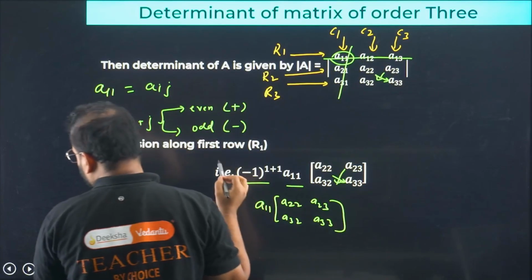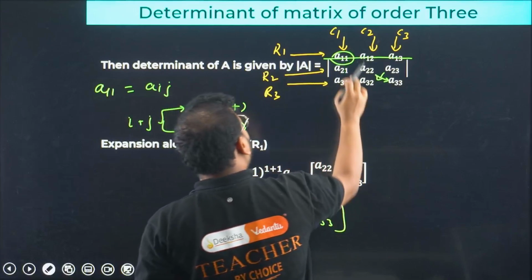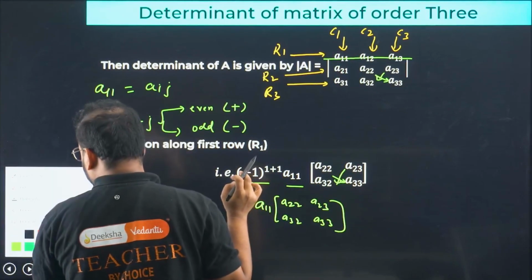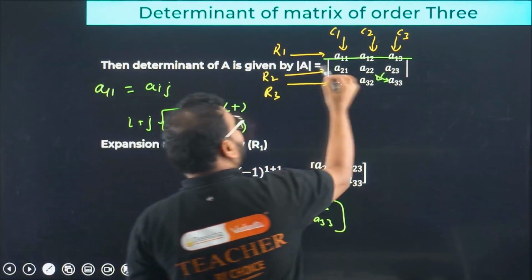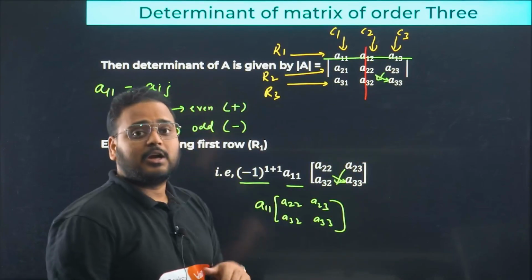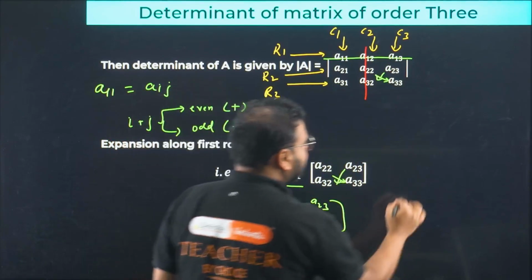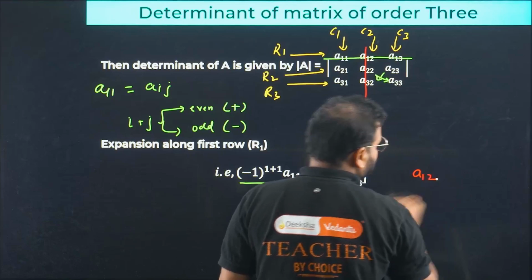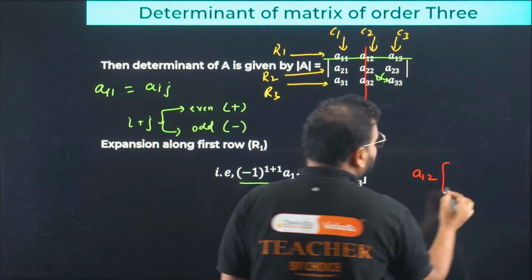For the second element, the address was first row and second column. So then we're going to eliminate the first row and second column. Now you'll write the same way you'll write here, A12, and your remaining 2 cross 2 matrix.